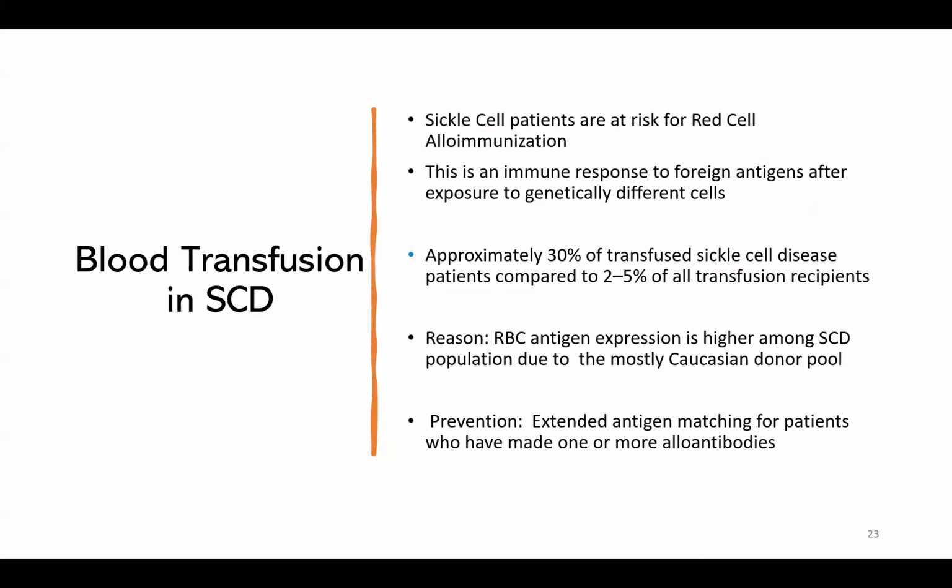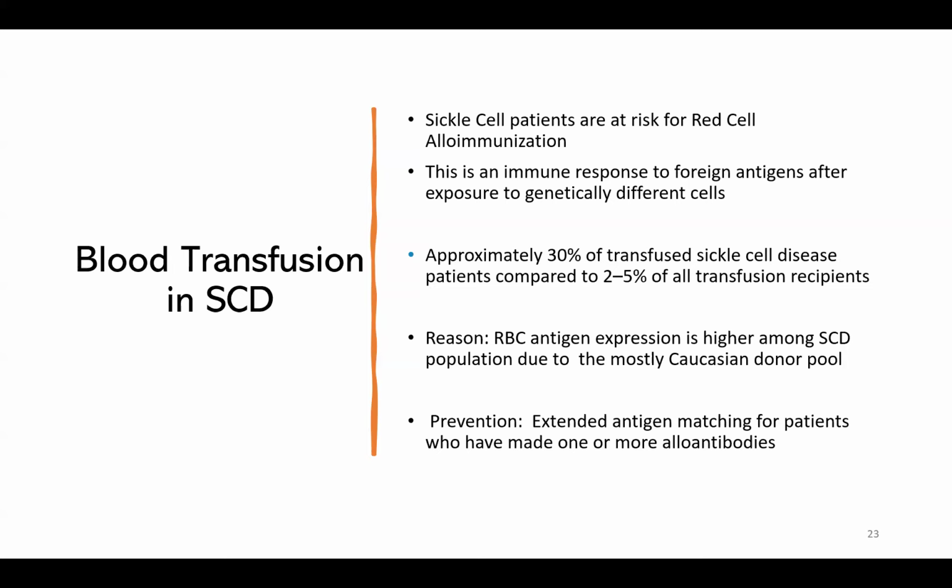Okay, so before I go on to the next few complications, I just want to review blood transfusions because the next few complications will involve the need for a blood transfusion. So sickle cell patients are at risk for red cell alloimmunization. Alloimmunization is an immune response to foreign antigens after exposure to genetically different cells. Approximately 30% of transfused sickle cell patients are affected, compared to 2 to 5% of all transfusion recipients. The reason being is that red blood cell antigen expression is higher among the sickle cell population due to the mostly Caucasian donor pool of blood.